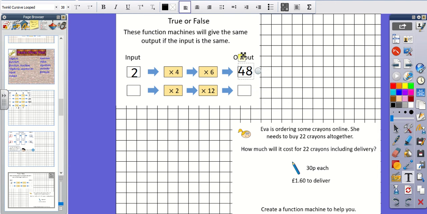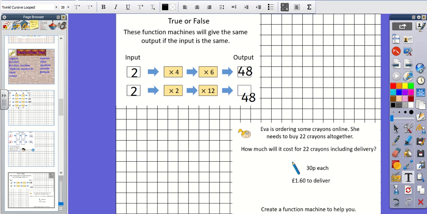Okay, so let's see what happens this time. So if I still put the same input, 2 times 2 is 4. 4 times 12 equals 48.